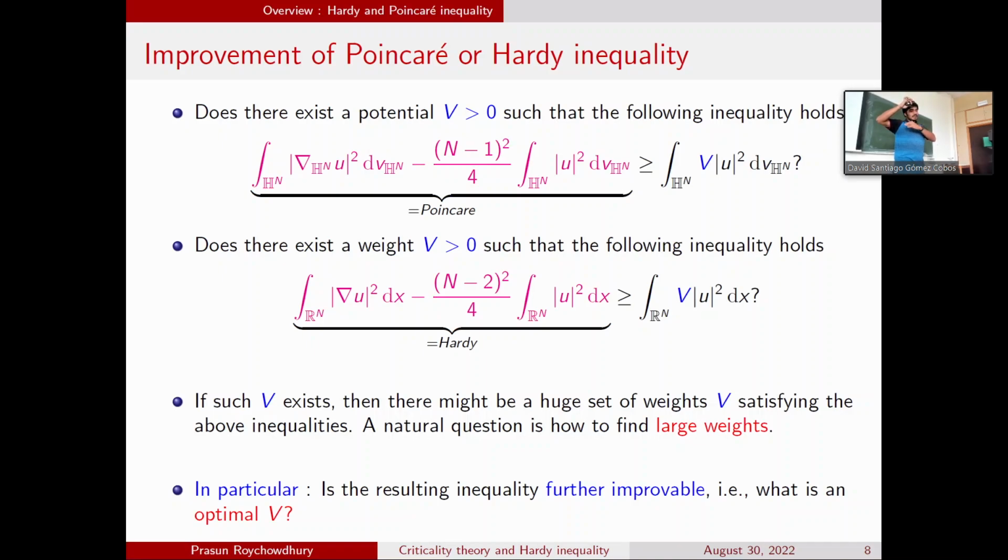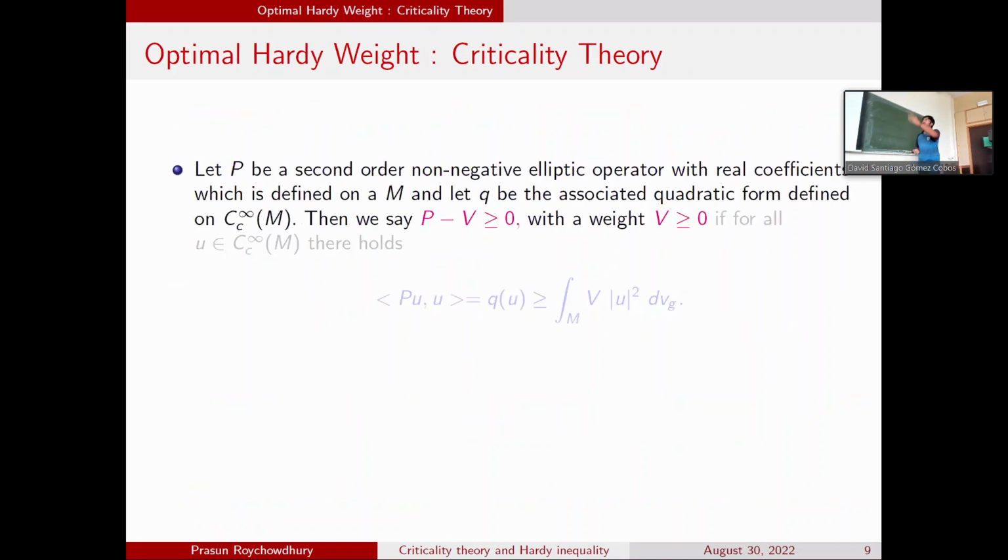We say it's the optimal Hardy weight, and that might not be just the singular potential 1 over |x|. So that could be anything general. Okay, so let me go in that direction. Suppose P is some second order non-negative elliptic operator with reasonably smooth coefficients.